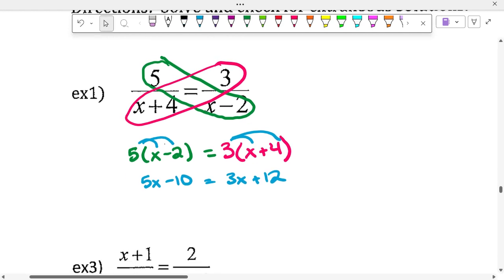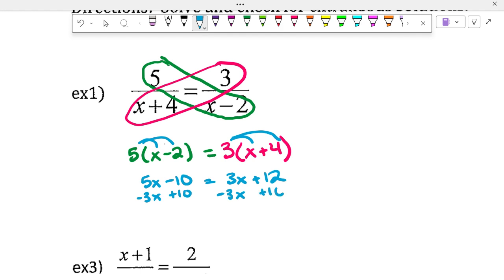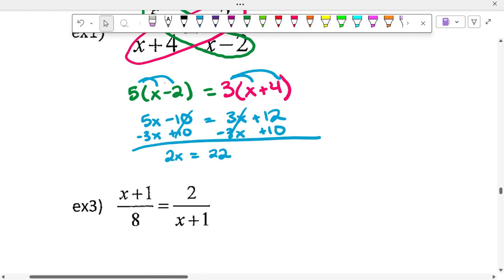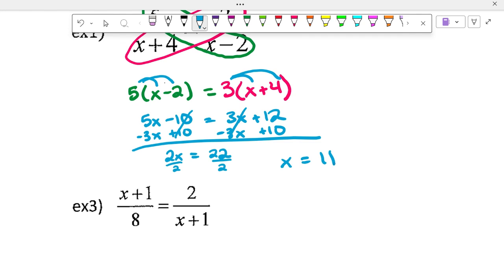What do I do next? I'm going to move the 3x to the other side, and to save some time, I'm going to go ahead and add the 10 as well. That goes away, that goes away. I get 2x is equal to 22. And what's the last step? Divide by 2. So x is equal to 11.